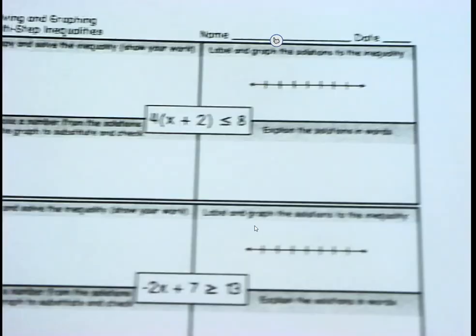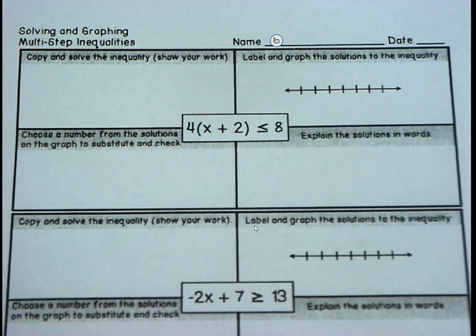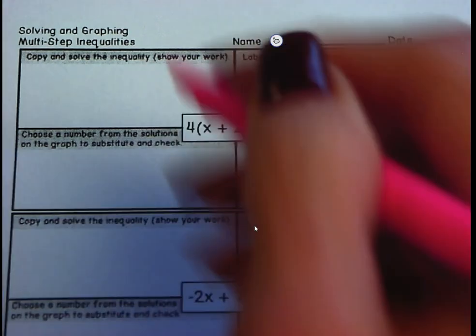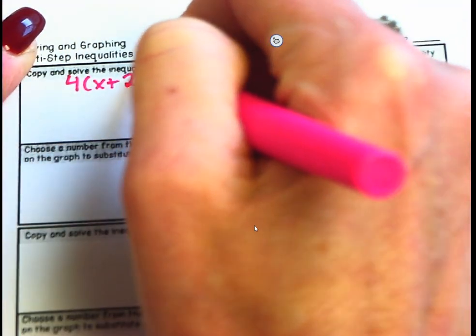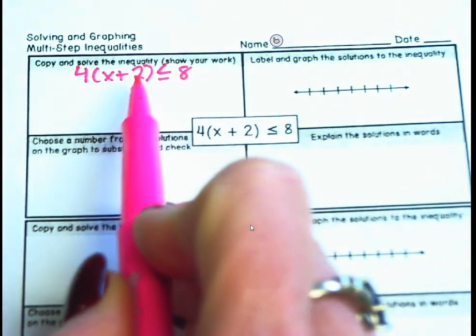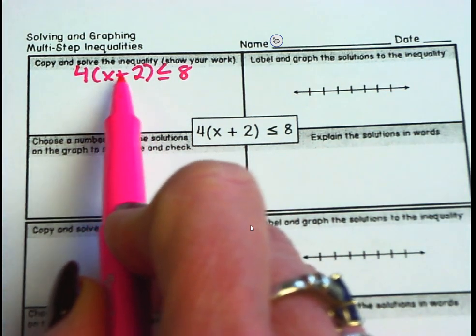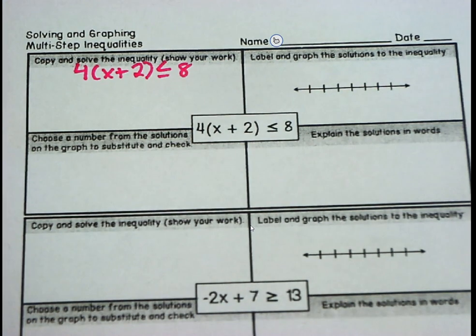We're going to look at one more example. So I'm going to write this one at the top again. 4 times x plus 2 is less than or equal to 8. Okay, so normally again I would subtract 2 first, right? But the x and the 2 are inside what? Parentheses, so they're protected. I'm going to undo them last.